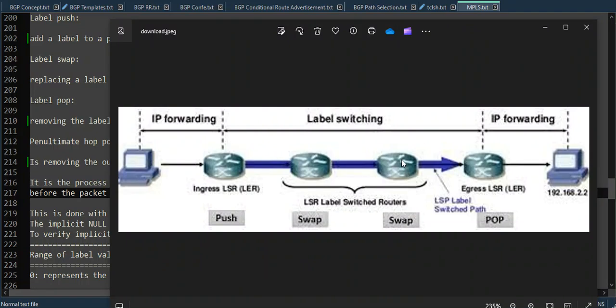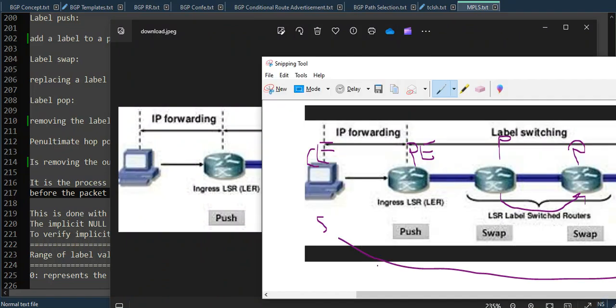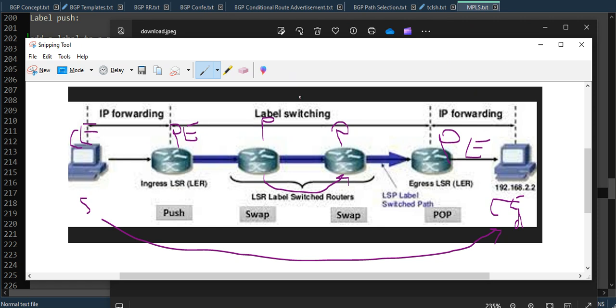Whenever the P pops the label, this becomes penultimate hop popping. This is done by the P. Penultimate hop popping is done by this router, this is PHP.